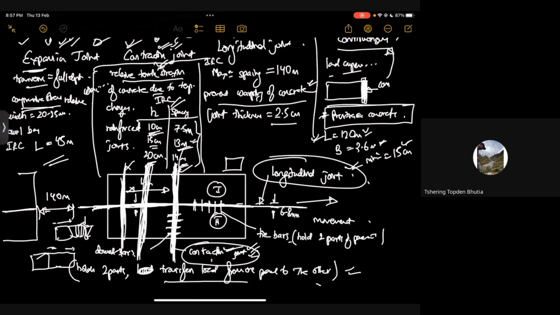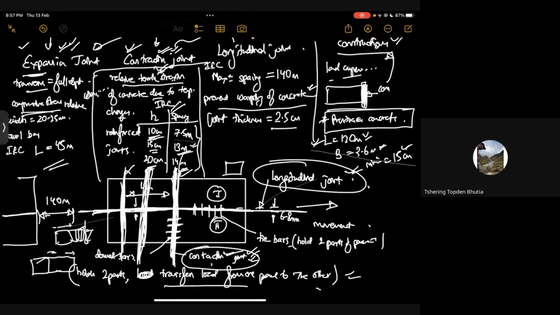Okay, so whenever in a transverse direction compressive stress acts, to relieve the compressive stress we break a little, that is called the expansion joint.